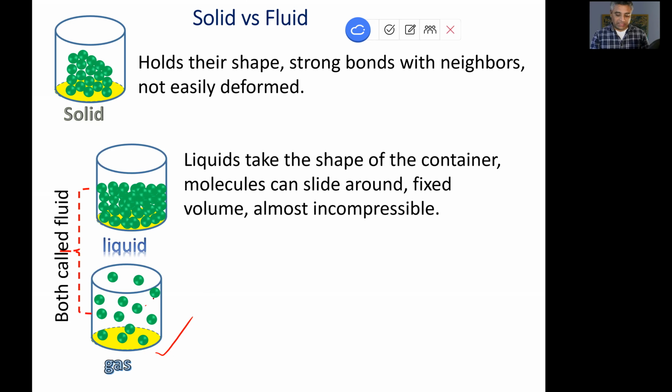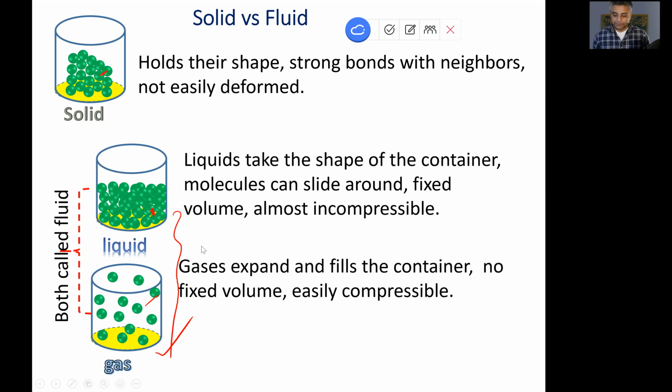So the distance between molecules in a gas can be way far, okay? See here, the distance is not much different compared to the solid. The only difference is that now the force is smaller. Because of that, they can slide around. Here, they can fly around, not just slide around. We know that, right? So liquid and gas are collectively known as fluid, okay.